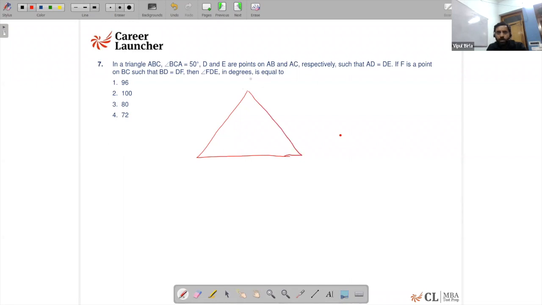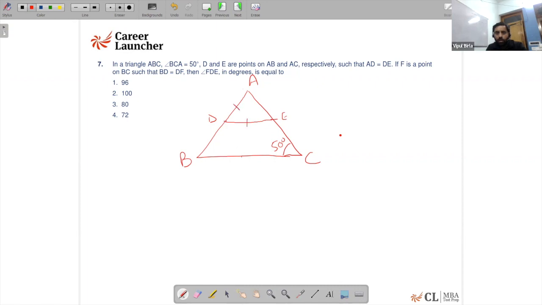Let's say this is a triangle ABC, and they've given that the measure of angle BCA is 50. So let's assume this angle is 50 degrees. Now they've given there is a point D on AB, and E on AC, such that AD and DE are the same.